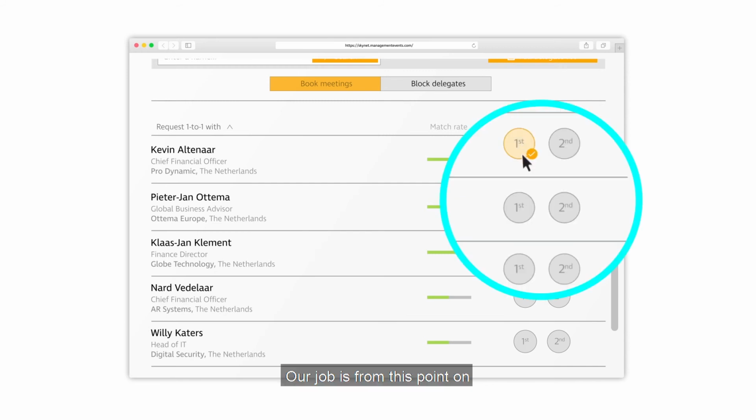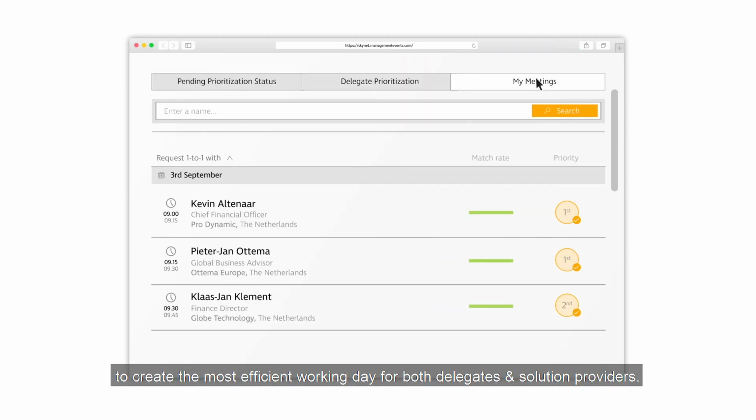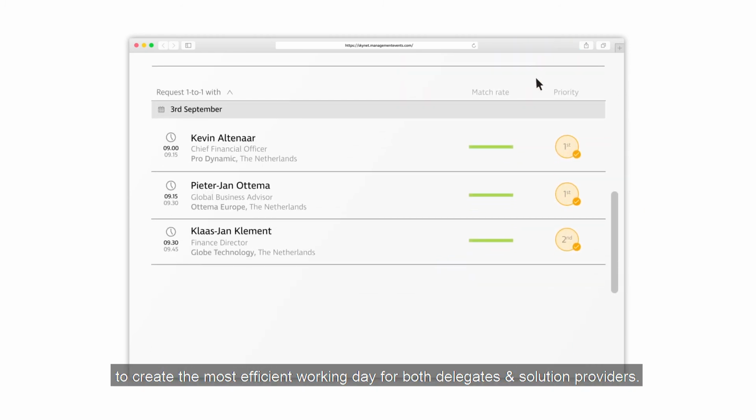Our job is from this point on to fill all calendars with interesting meetings to create the most efficient working day for both delegates and solution providers.